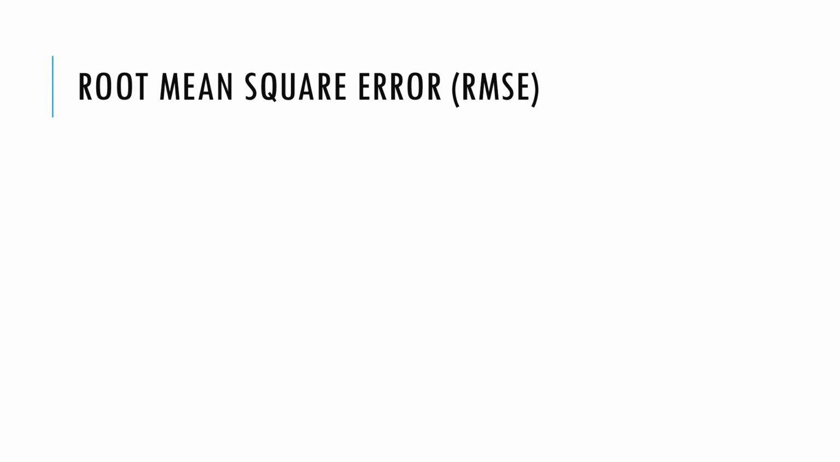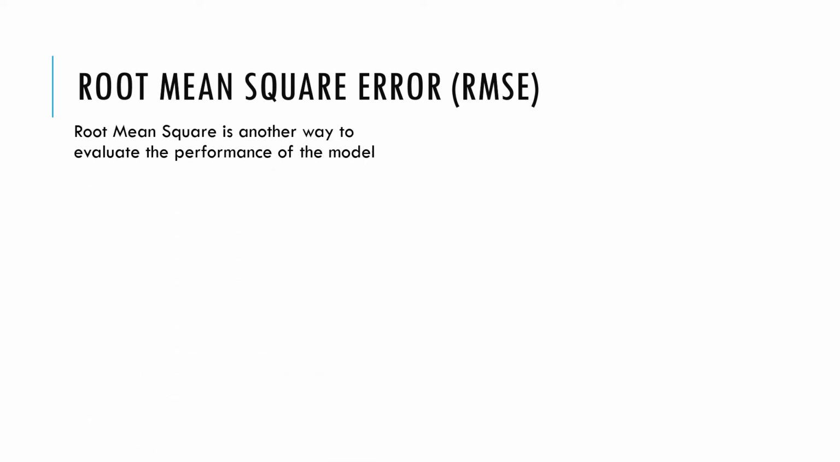Now there is another way. What we saw, R square and adjusted R square, give us an overall view of how the model is performing. There is another way of looking at the same result, whether our model is performing well or not, and that is called RMSE, root mean square error. Root mean square error is another way to evaluate the performance of a model. That's what we are doing, right? By using R square and adjusted R square, we are evaluating our model.